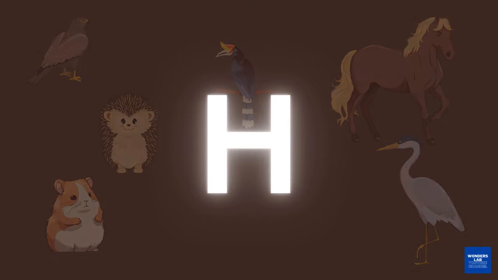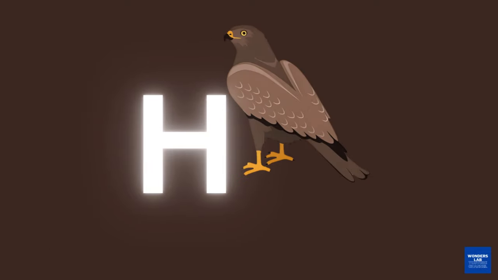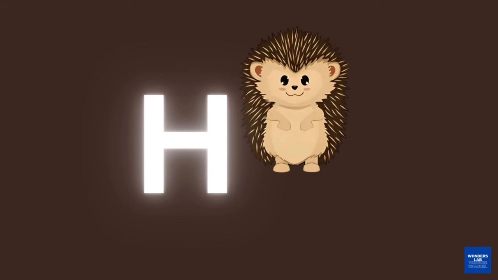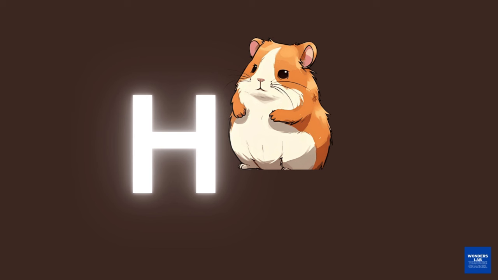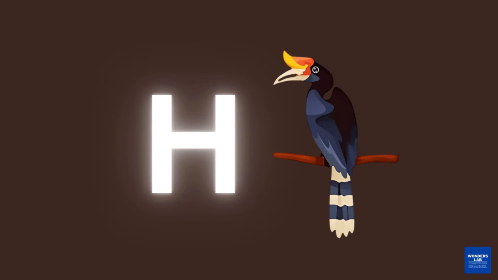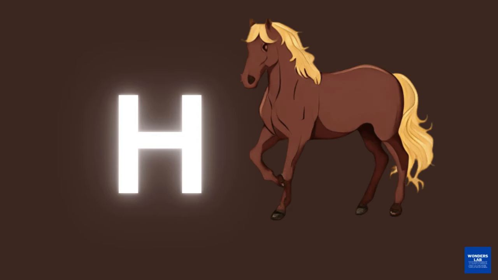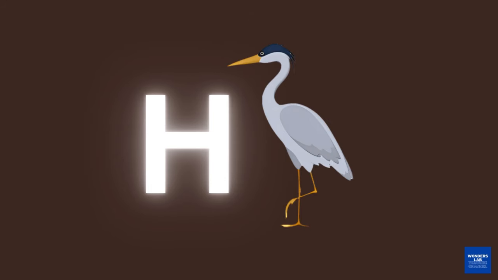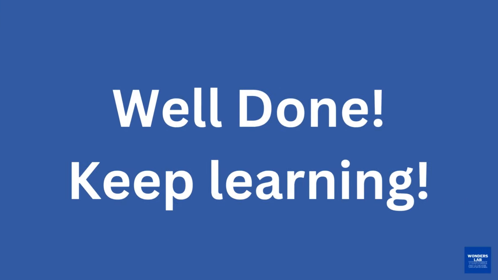Let's continue with H. H is for hawk. H is for hedgehog. H is for hamster. H is for hornbill. H is for horse. H is for heron. Well done. Keep learning.